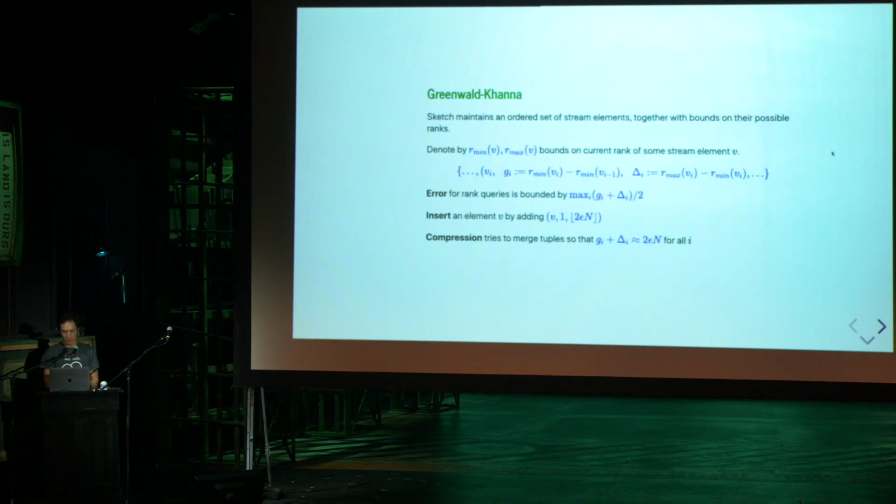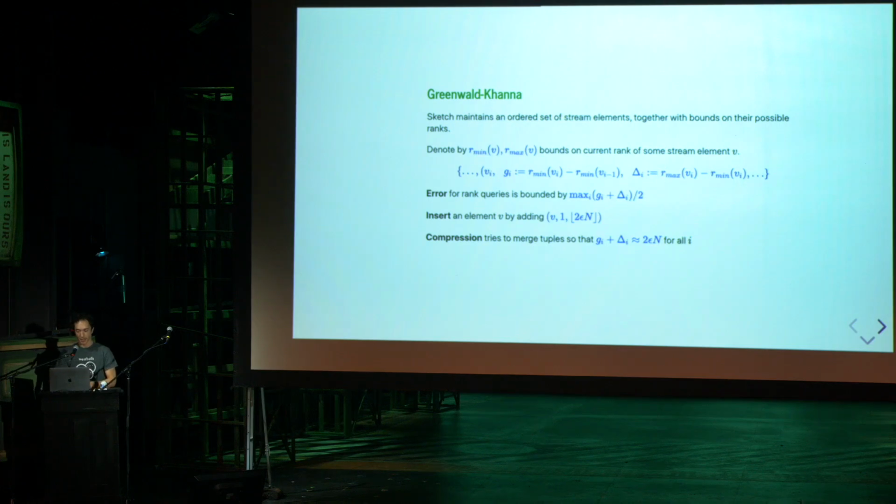Okay, so the first data structure in this direction was invented by Greenwald and Khanna, and it maintains a set of triples. V is some element that's sampled from the stream. There's a quantity G, which is the difference between some bound on the rank of that element and a bound on the rank of the preceding element that you've stored, and another auxiliary quantity called delta, which is basically a difference between an upper bound and a lower bound on the rank of that element.